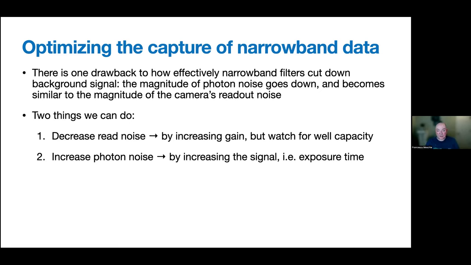The other thing you can do, although it seems counterintuitive, is to increase the photon noise. Now, why on earth would we want to increase noise? Because actually you're not increasing noise, you're increasing the signal, and noise goes up as a consequence. And increasing the signal in this case means that you increase the exposure time. So we expose for a longer time.